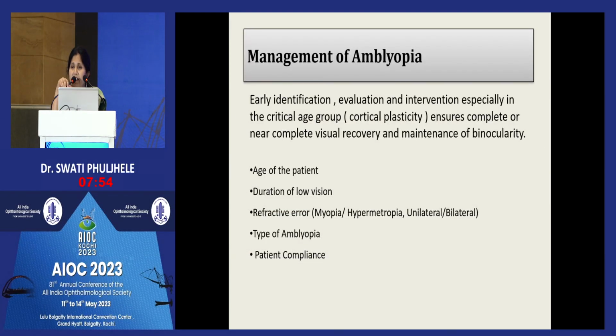So, early identification, proper evaluation, and timely intervention are critical for the management of amblyopia because of cortical plasticity, which is there only in the critical age. And that depends on a number of factors like age of the patient, duration of low vision, type of refractive error, quantity of refractive error, also the type of amblyopia. Generally, anisometropic amblyopia tends to do better as compared to strabismic or sensory deprivation amblyopia. And the most important key factor is patient compliance.